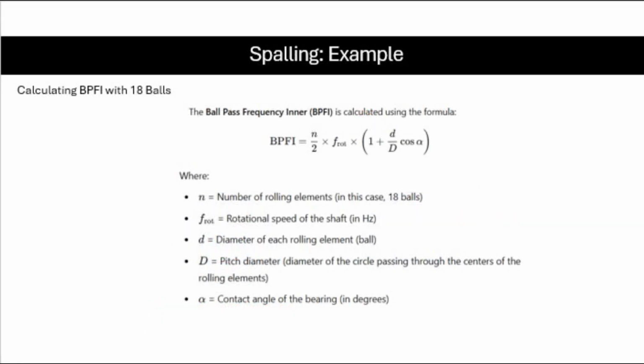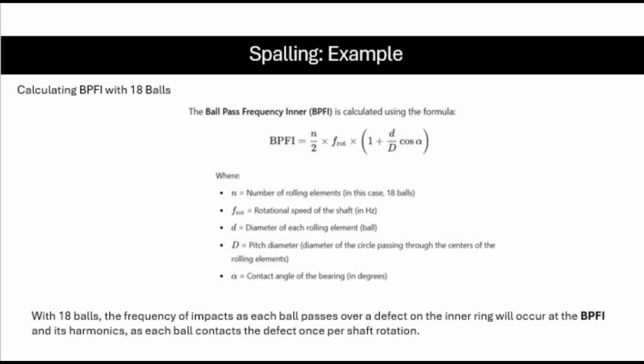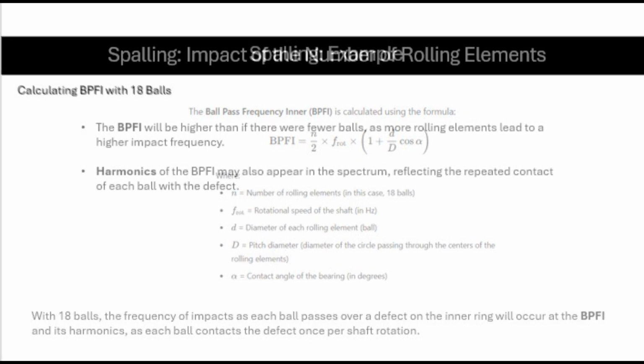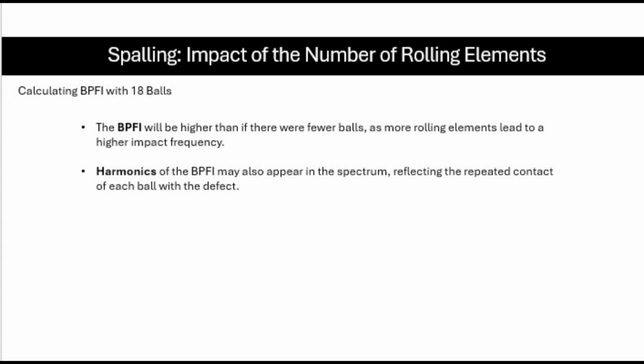Since our bearing has 18 balls, the number of rolling elements is 18. With 18 balls, the frequency of impacts as each ball passes over a defect on the inner ring will occur at the BPFI and its harmonics, as each ball contacts the defect once per shaft rotation. The number of rolling elements in the bearing has an impact on the frequency spectrum. The BPFI increases as the number of rolling elements increases. Therefore, the more rolling elements, the higher the impact frequency. As the number of rolling elements increases, the number of harmonics of the BPFI also increases, reflecting the repeated contact of each ball with the defect.